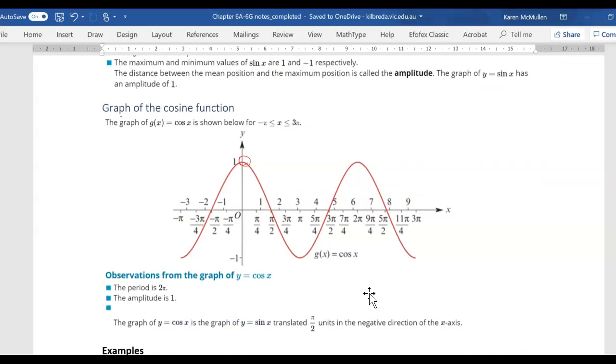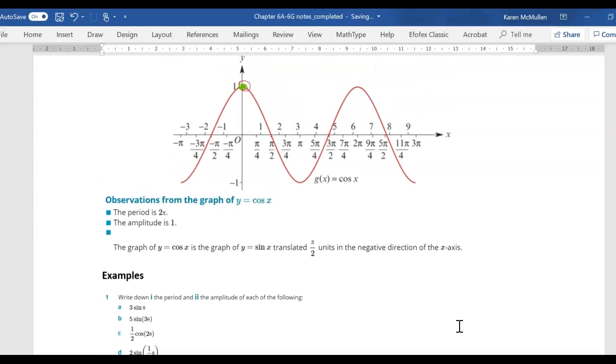So pretty much the same thing with the cosine graph. You can see here we're starting at x equals 0, y equals 1, but we've still got 2 full periods, so 4 pi. We're going from negative pi to 3 pi, but you can see how it's slightly different. Your sine graph started at 0, whereas your cosine graph starts at y equals 1.